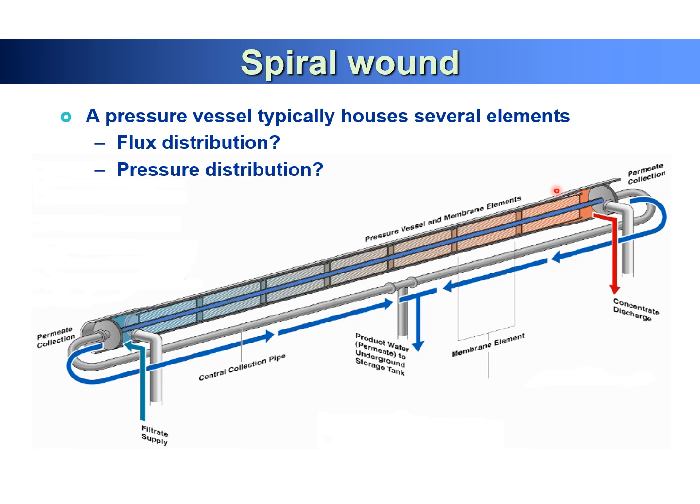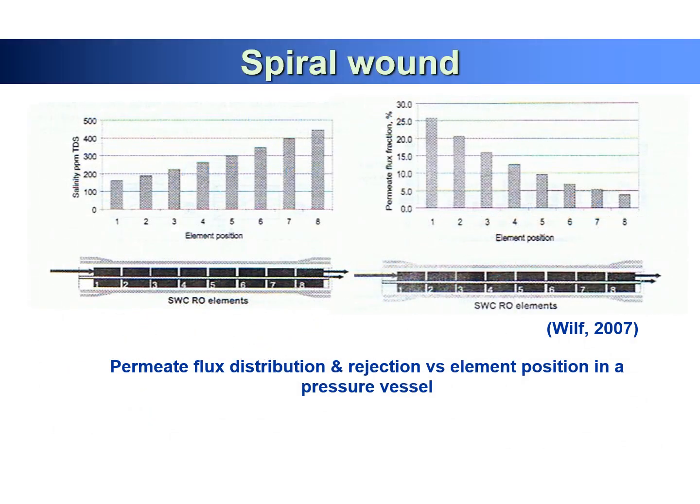How about pressure distribution? We have relatively high pressure, and then you have a pressure drop, and the pressure will be lower at the end of your element, which means each element will have a different water flux, salinity, and pressure difference. So let's look at one pressure vessel with 8 elements. If you look at the salinity of the permeate, in this case, in the first element you have a low concentration of seawater, and then a high concentration of seawater. The rejection is basically the same, so the permeate salinity concentration is different.